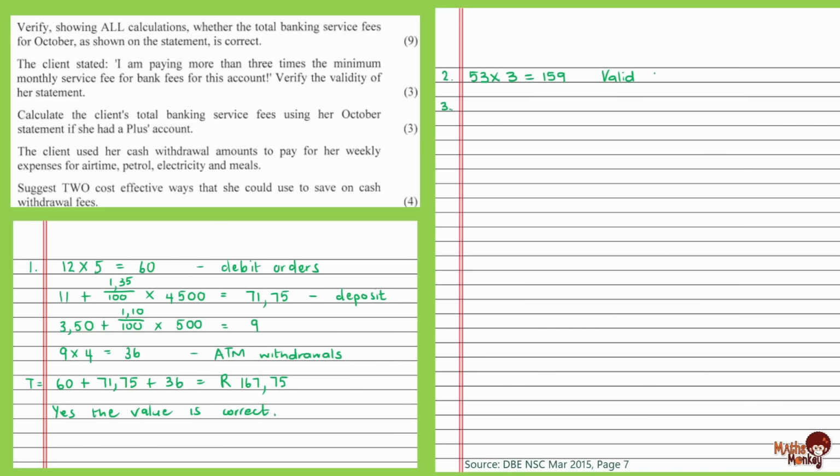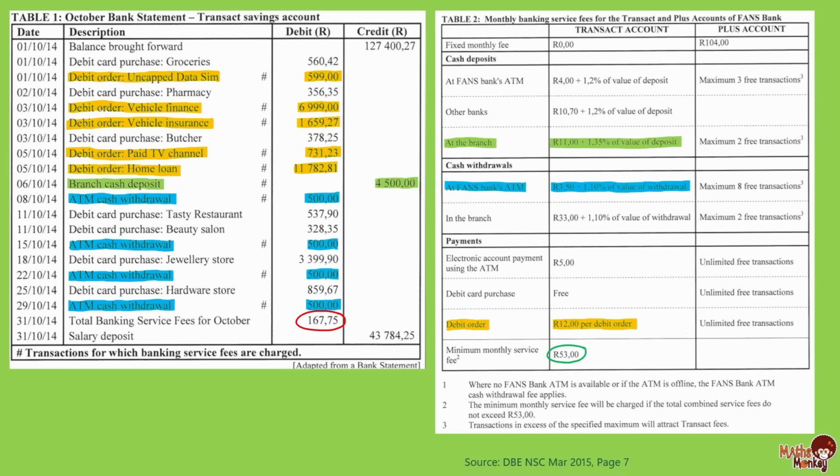So it says here, the client used her cash withdrawal amounts to pay for her weekly expenses for airtime, petrol. Sorry, no, I skipped the question here. Calculate the client's total banking service fees using her October statement if she had a plus account. So over here, we have a plus account, right? So we've been using the transact account, and if she uses the plus account, the question is asking what would her bill have been, right?